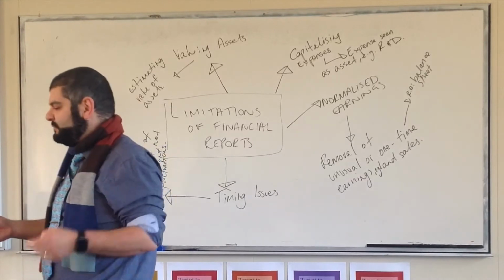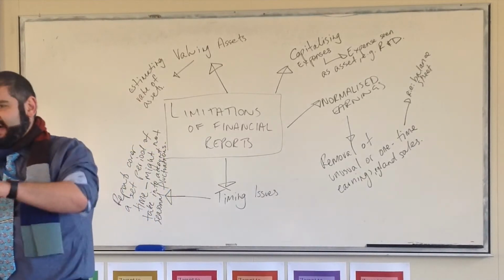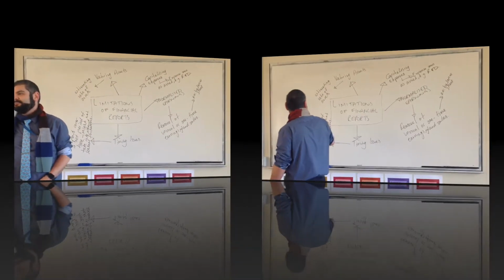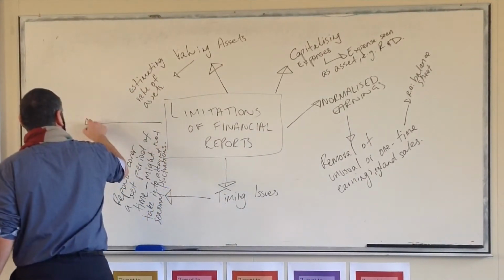Okay? All right, one more type of limitation and then a little half one, which I've already spoken about a little bit before. What's another form of limitations of reports?